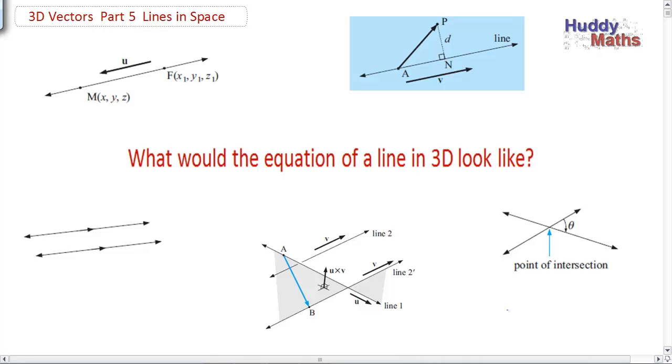So here's a question for you. What would the equation of a line in 3D look like? Okay, so we're going to investigate the few little pictures around the screen here. This looks like projection or something. Parallel lines, better see what they produce.